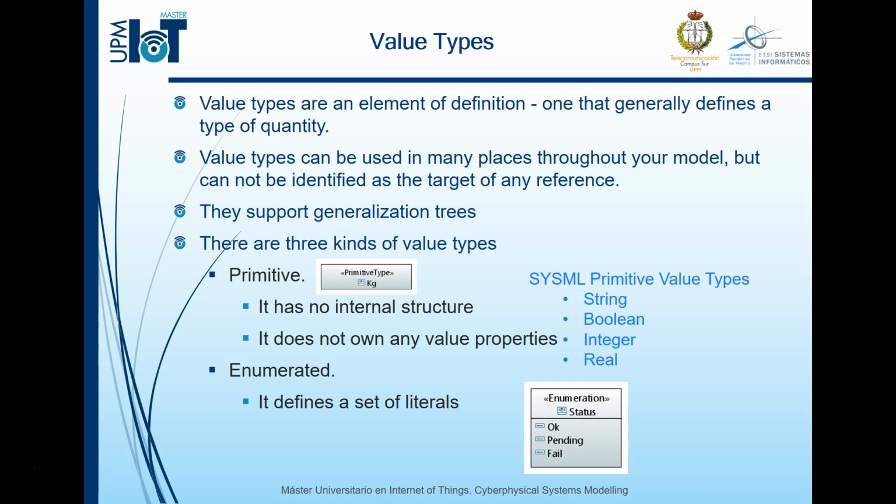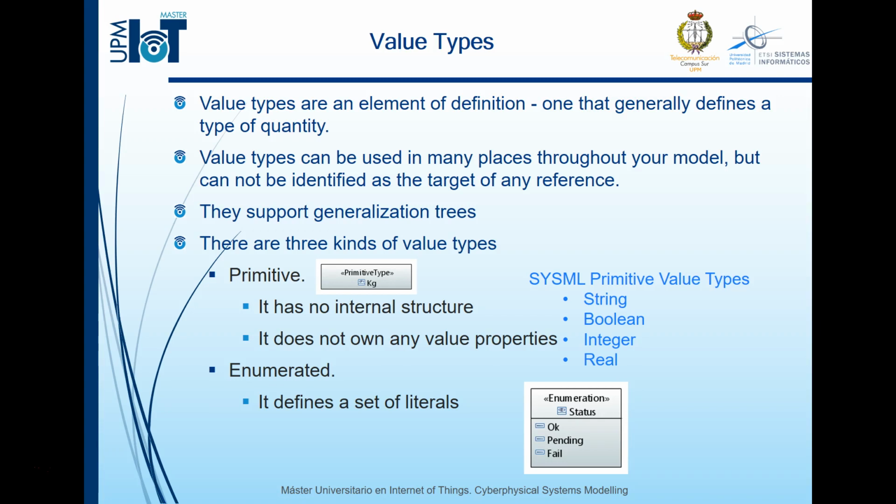So value types can be used in many places. So we define the value types in one place. Maybe it's a very good strategy to have a specific package for these kinds of types, to put them inside. All the types should be in the same package, and later we can import it. And when we are defining value types, of course, we can create generalization trees. We can have a classification of different kinds of types.